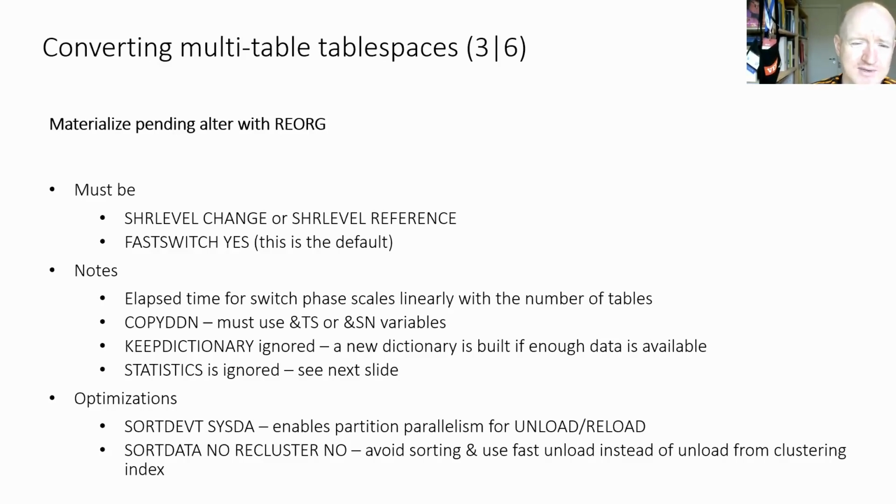One important thing about this particular materialization is that for the inline image copies, you must have a template that uses the table space name or space name variables in the template. This is because we are moving into new table spaces, and we are going to take an image copy for each, so they simply have to have unique names. So you have to use the TS or SN variables.